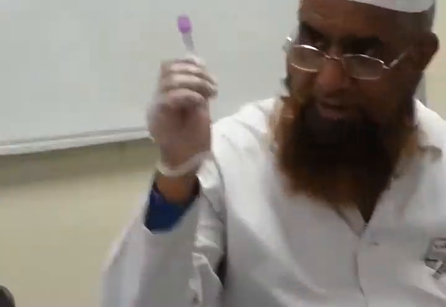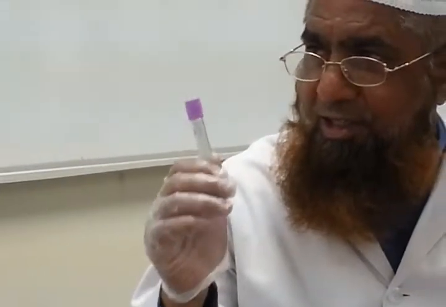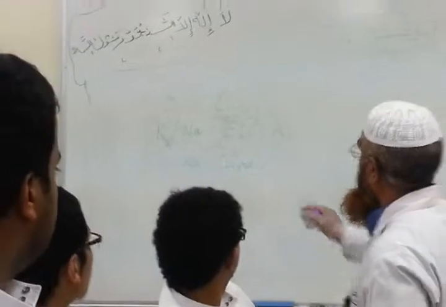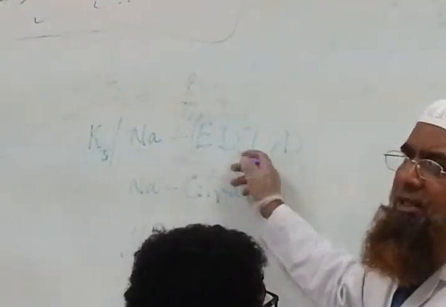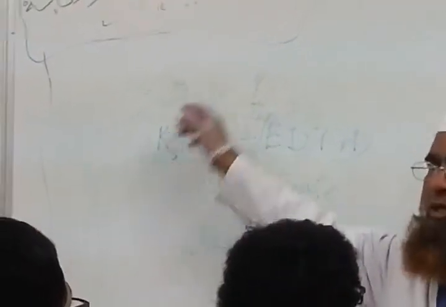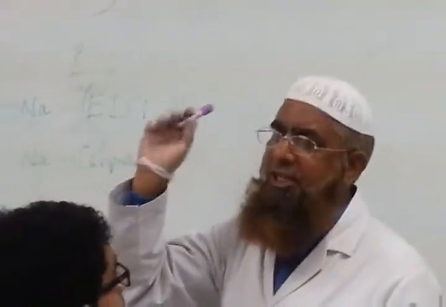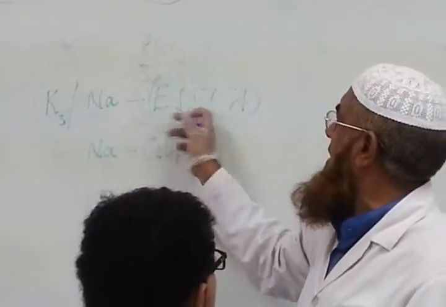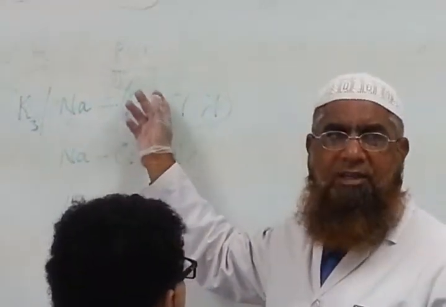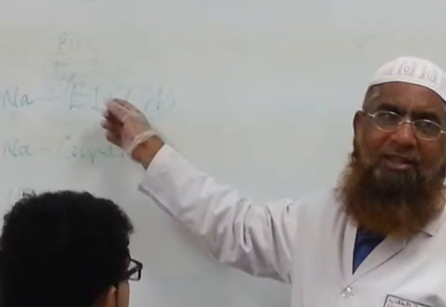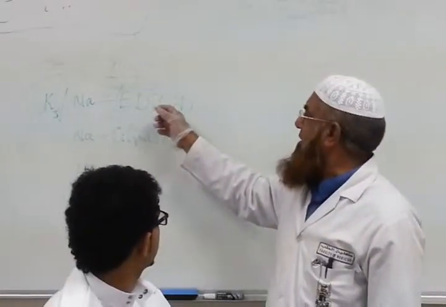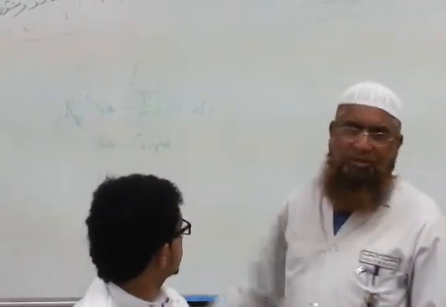Number one, this is EDTA, all capital. This is written here. This is the chemical. It may be sodium EDTA or potassium EDTA. This vial is potassium EDTA. E for ethylene, D for diamine, tetraacetic acid. But for practical, EDTA is sufficient.